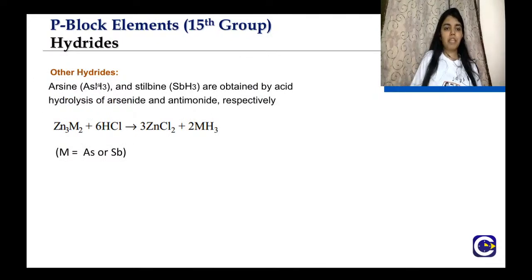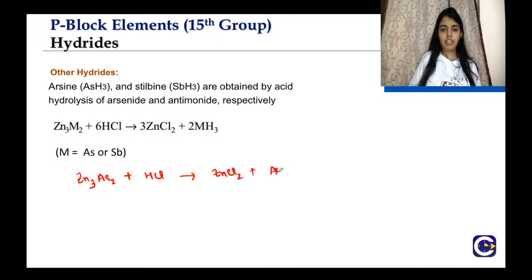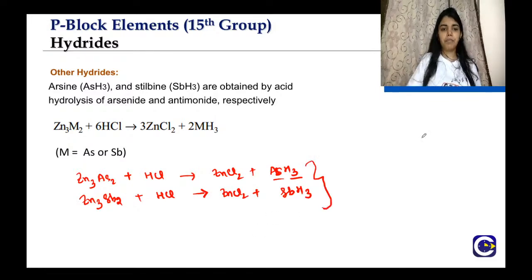Now the other hydrides, AsH3 or SbH3, are obtained by the hydrolysis of arsenide and antimonide. For example, Zn3As2, if you hydrolyze it with acid, basically HCl, it will give you what? Zinc chloride plus AsH3, and similarly for Zn3Sb2, HCl will give you ZnCl2 plus SbH3. So this is how the other hydrides of the group can be prepared.